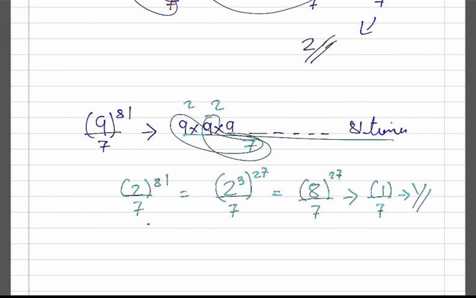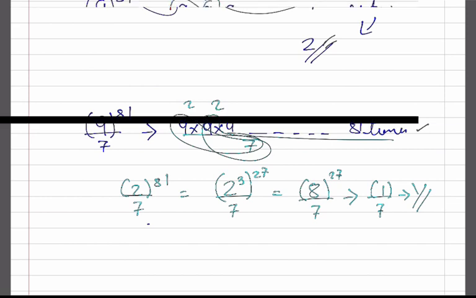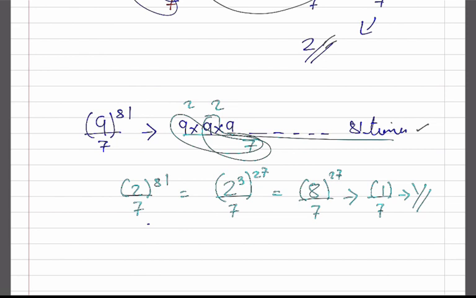9 raised to 81 divided by 7. Okay, so how will I write this now? 9, which is multiplied how many times? 81 times, divided by 7. 9 divided by 7, what's the remainder? 2. Now 2, how many 2s will I have here? 2 multiplied 81 times. So I write it as 2 raised to 81 divided by 7.